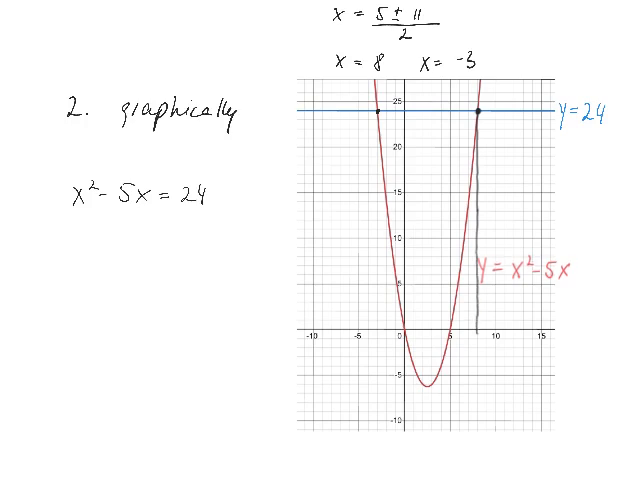And as we go down, we can see this is 8, and if we go down here, we can see this is minus 3, which means for x equals minus 3 and x equals 8, x squared minus 5x equals 24.